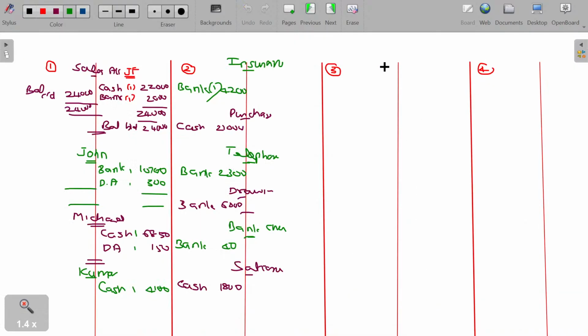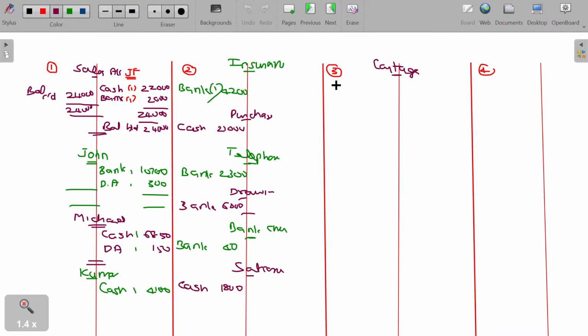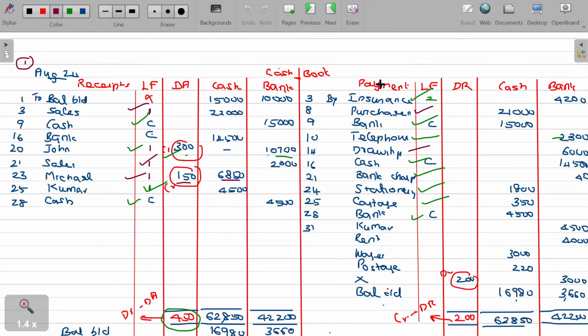cartage. How much? 350 cash. Cash 350. Here you can name this being third page. Rest of the things are page number 2. What about this one? Other side. The other record will be available on the other side of the same ledger. That's why it is named as contra. Okay. What about Kumar?